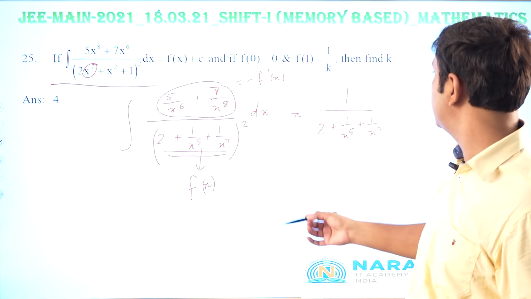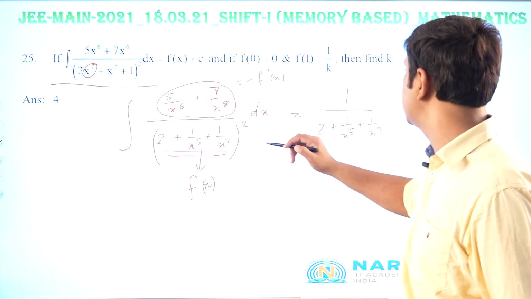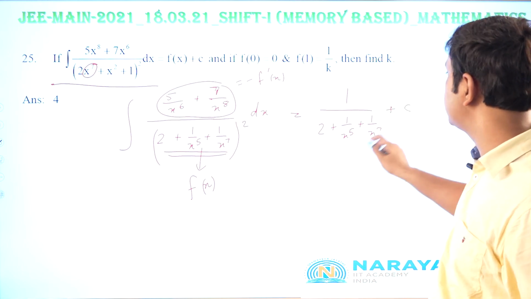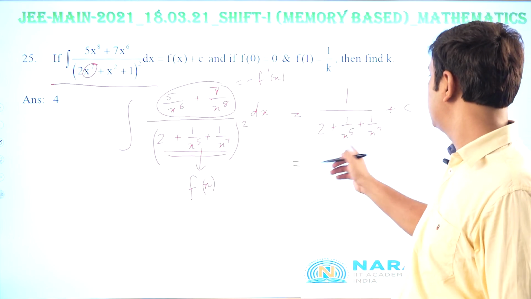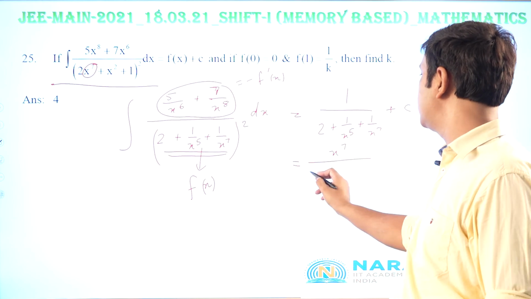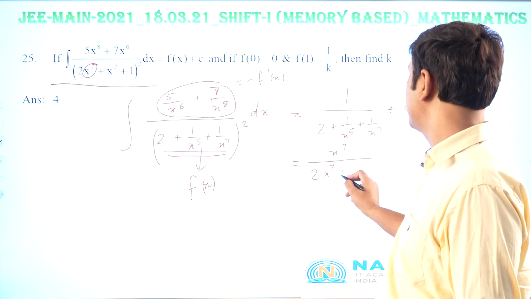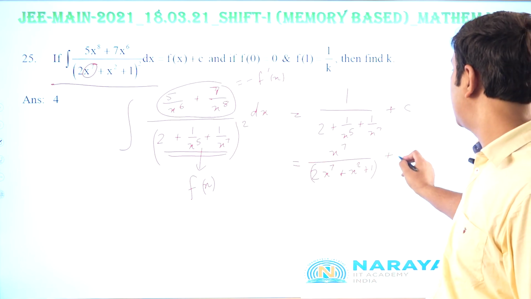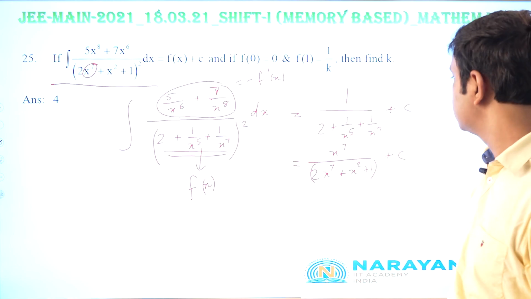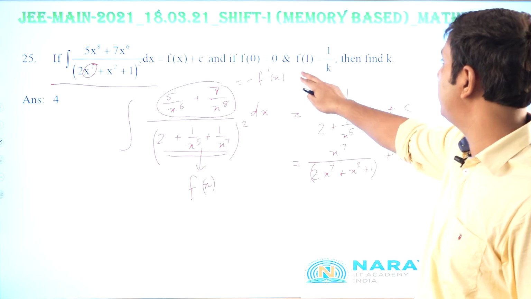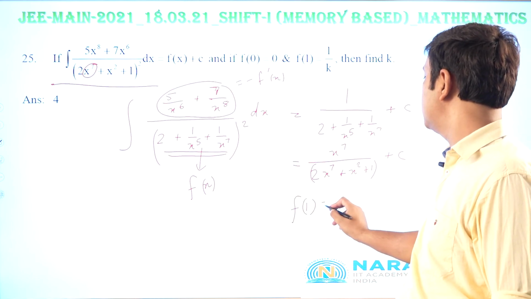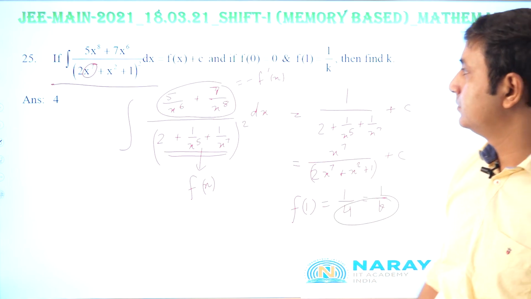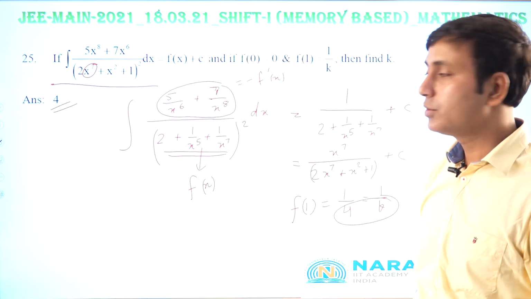Now, it is a good thing that the question is asking that f of 0 is equal to 0. For this function, f of 0 is not defined. So we will write something for which f of 0 is defined. Let us rewrite it by multiplying by x power 7: x power 7 upon 2 x power 7 plus x square plus 1. It looks nice, plus c. Now this function has f of 0 as 0. So we have confirmed this is our f(x). And f of 1 comes out to be 1 upon 4, equal to 1 upon k, which means k is 4. We will mark k as 4, we will move on to the next question.